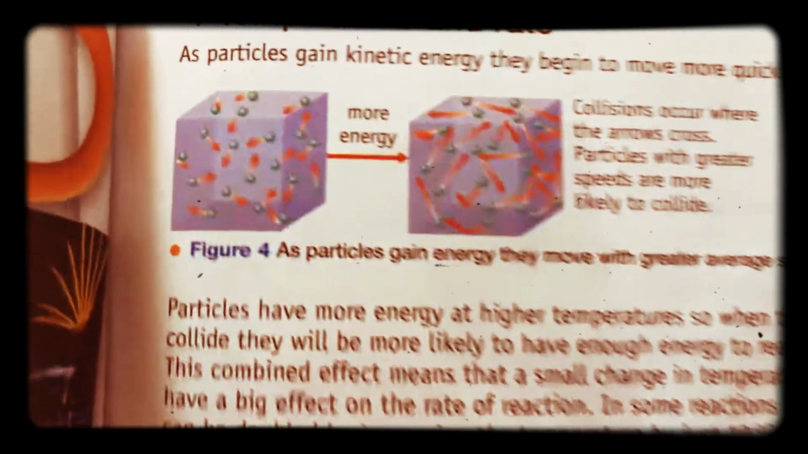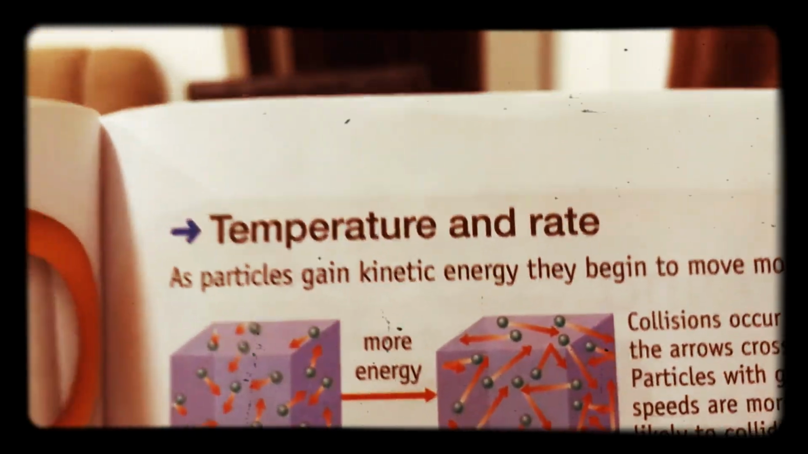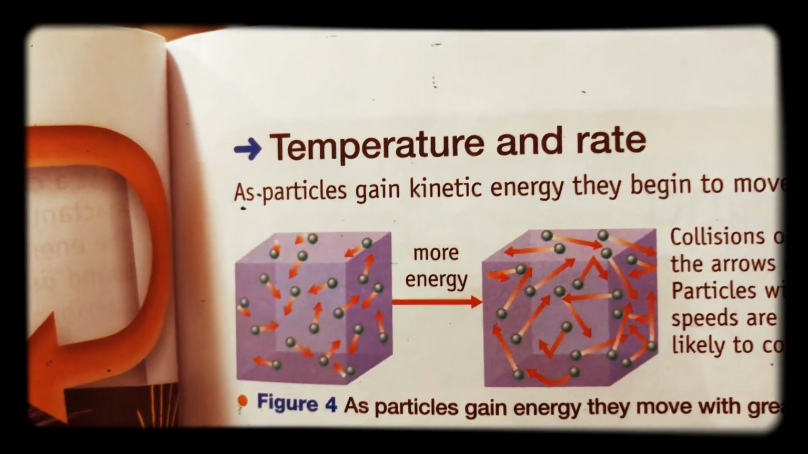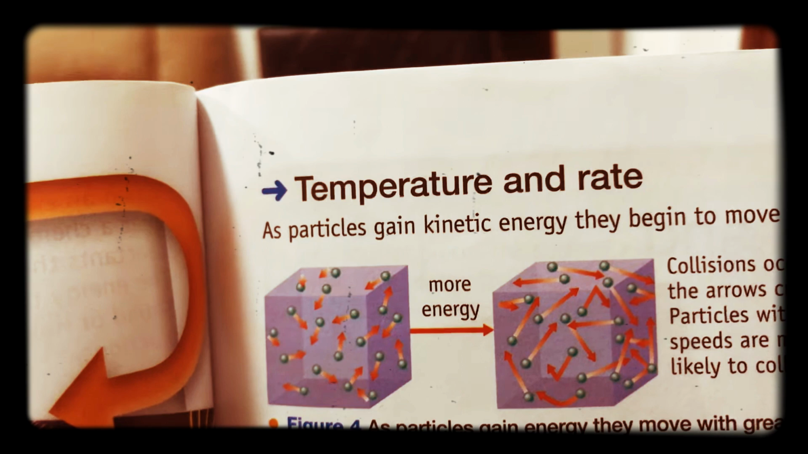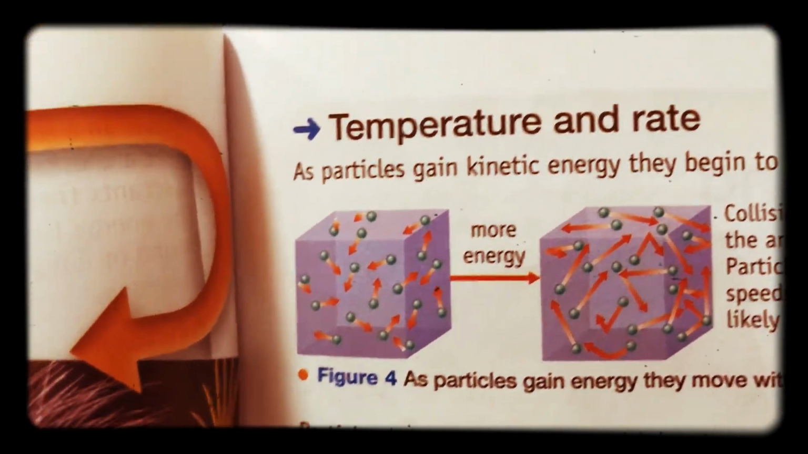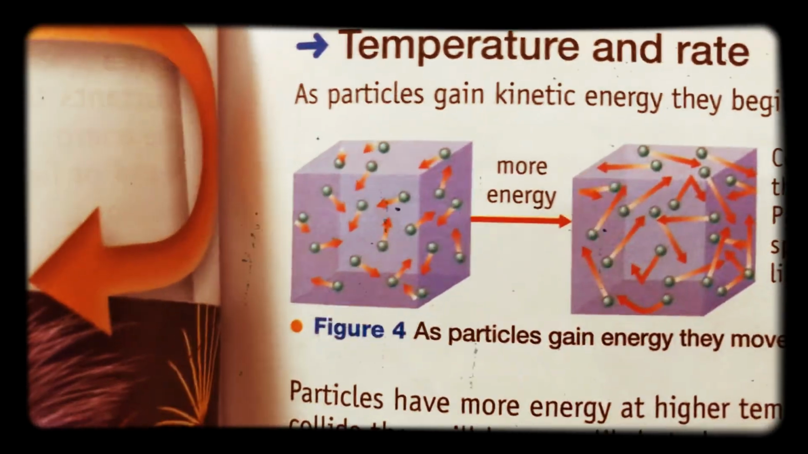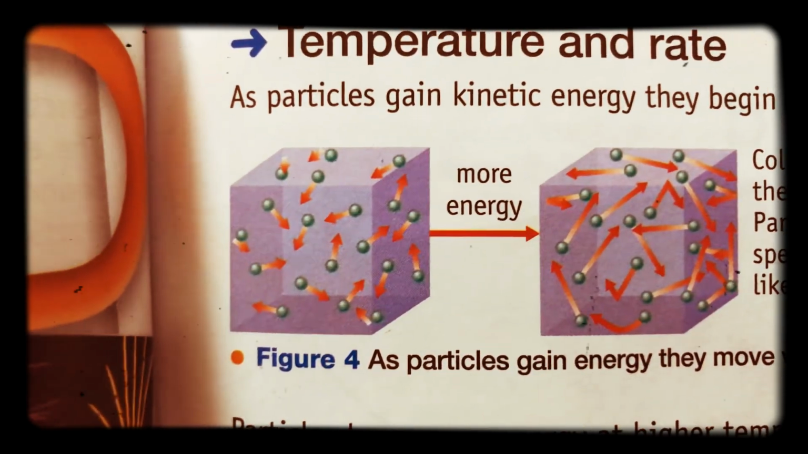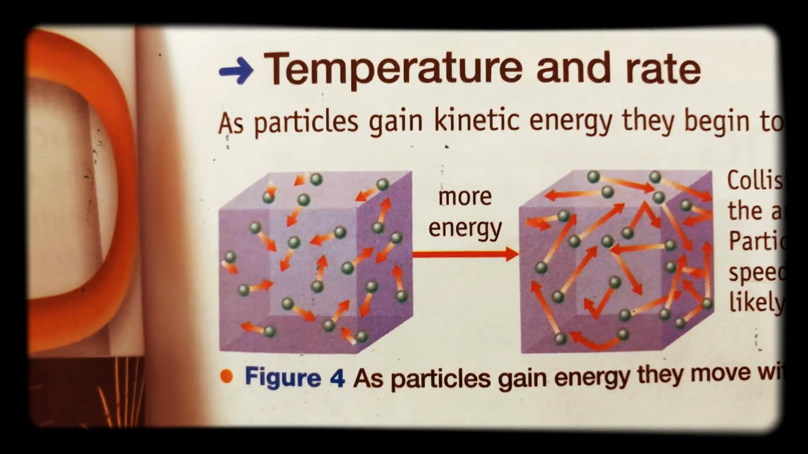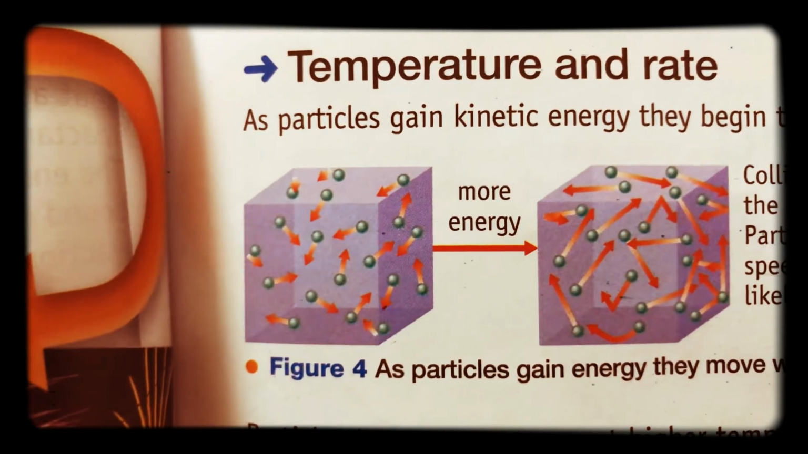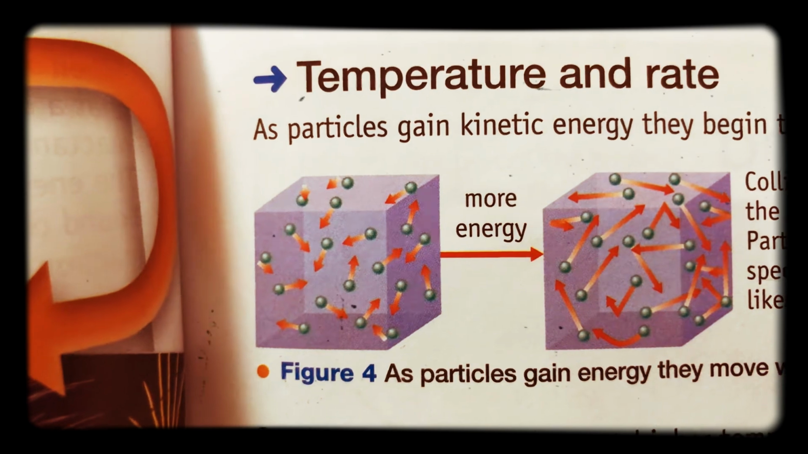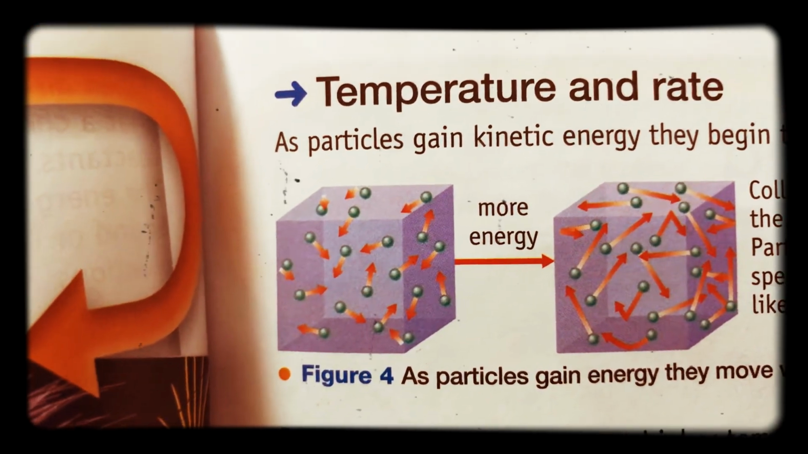So when particles have more energy at higher temperatures, they are more likely to have enough energy to react. As a combined effect, small changes in temperature make big differences. If you raise the temperature of a reaction mixture by 10 degrees, that doubles the reaction rate. So you get your product in half the time, and you use up your reactant in half the time, okay?